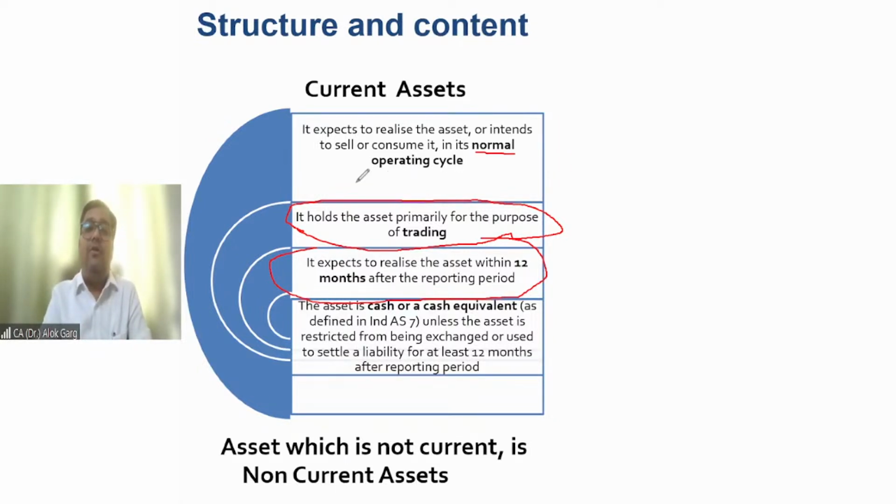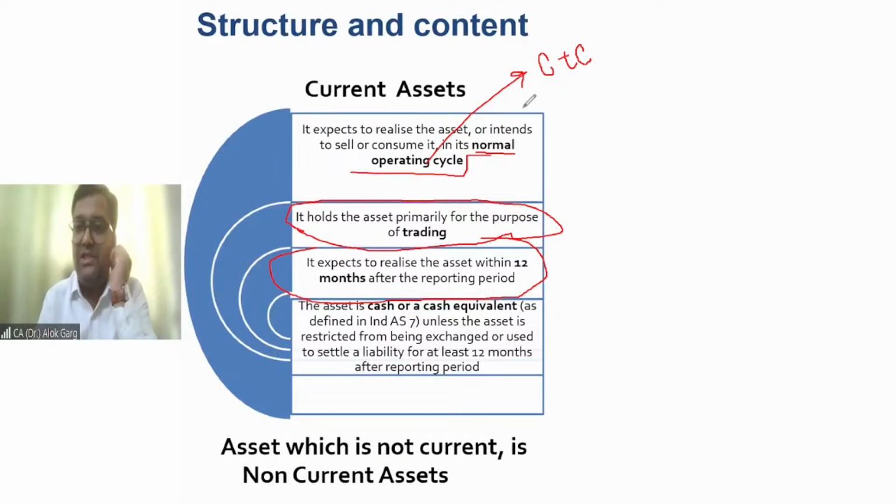Now, what is meant by operating cycle? Instead of 12 months, I'll replace it with operating cycle. Operating cycle means cash to cash, right? What is meant by cash to cash? For example, the company has purchased raw material, and the company has invested cash to purchase the raw material. It took 4 months to procure the raw material. It took 4 months. Please write down. It took 4 months to procure the raw material, right?